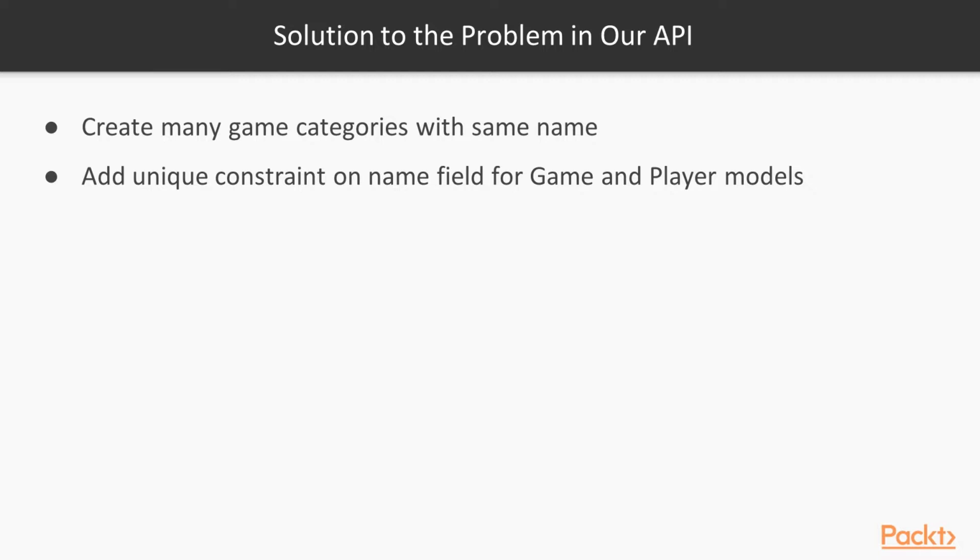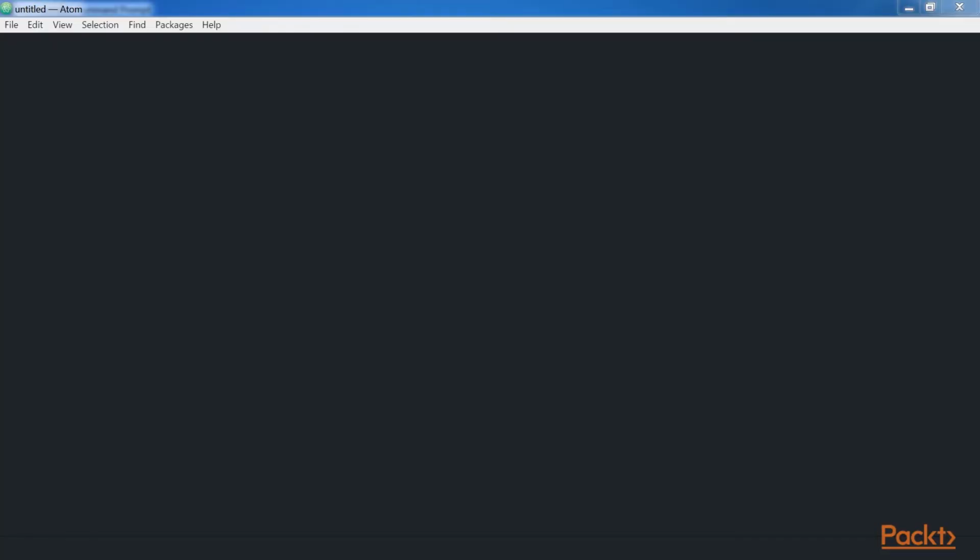We will also add a unique constraint on the name field for the game and player models. Now we will make changes to introduce unique constraints to the name field for the models that we use to represent and persist the game categories, games and players.